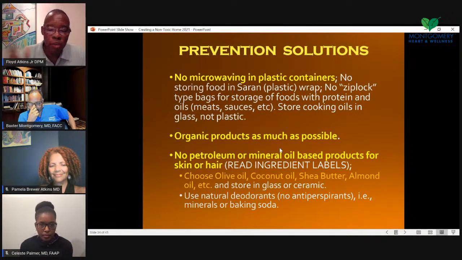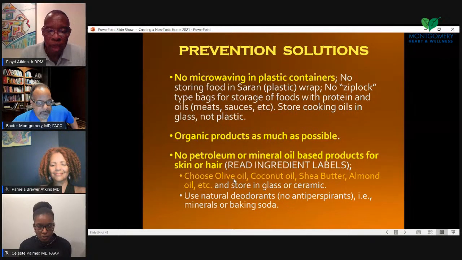You'll cut so many chemicals out of your environment, out of your life, just by buying organic. Organic is not 100% chemical free, but it may be 98% or 97% as opposed to just eating conventional food, which is full of pesticides. Cut the petroleums, the mineral-based oil products, out of your life. If you want an ingredient, use the natural oils. Like, if you can't eat it, you shouldn't put it on your body. Olive oil, coconut oil, shea butter, almond butter, jojoba oil, whatever works for you, use those things.